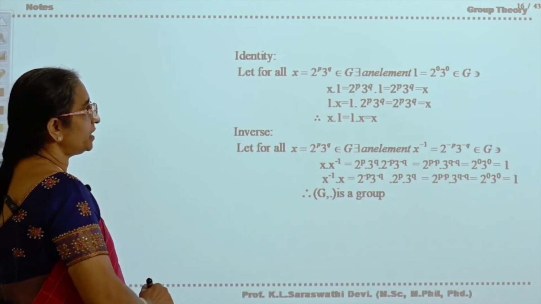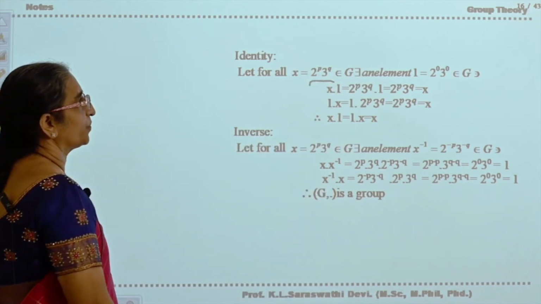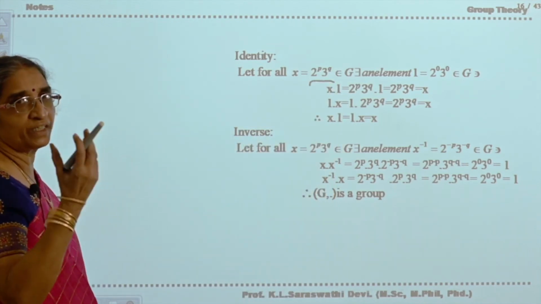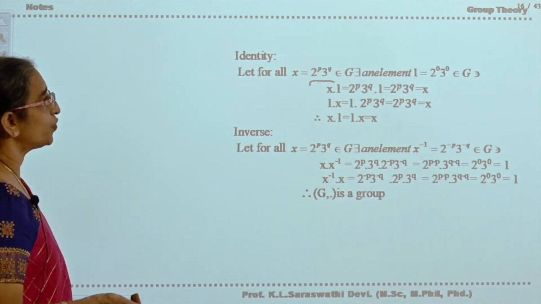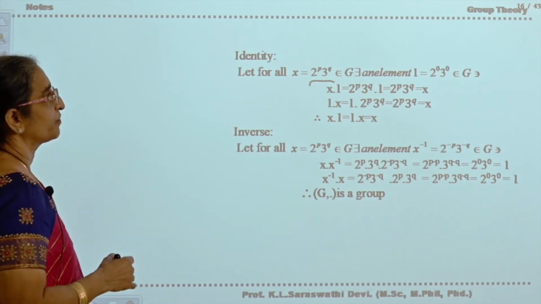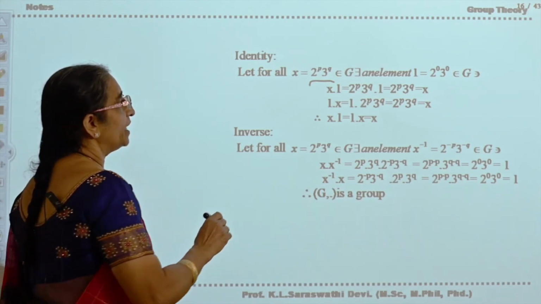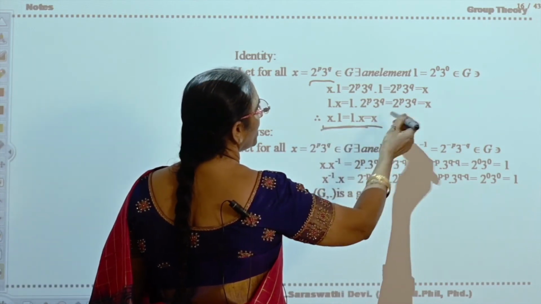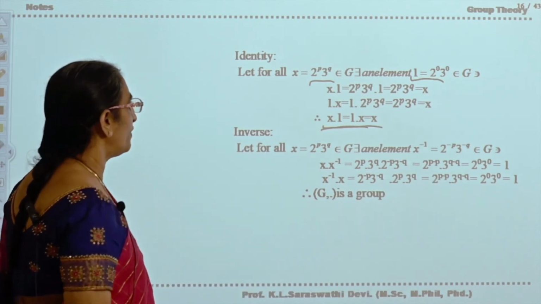Now see, identity. Let for all x is equal to 2 power p into 3 power q. Element 1 you can take as 2 power 0 into 3 power 0. So, x into 1, 2 power p into 3 power q is equal to x. 1 means 2 power 0 into 3 power 0. Therefore, identity exists. Anything to the power 0 is 1, so you can write 1.